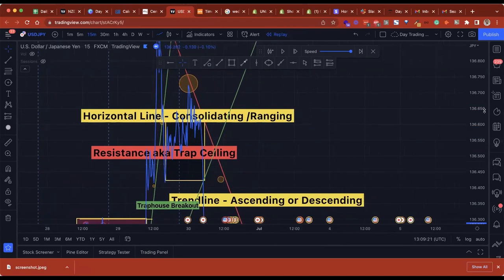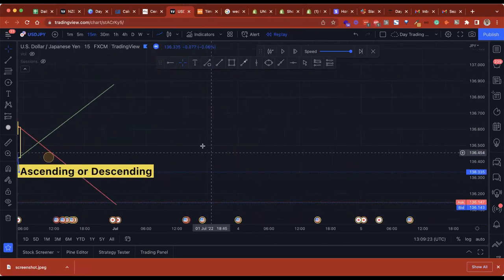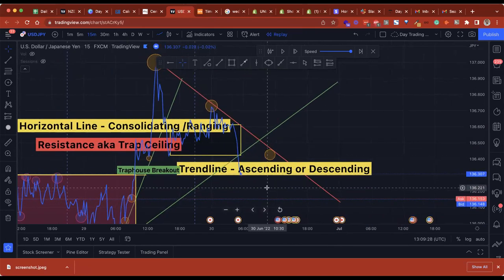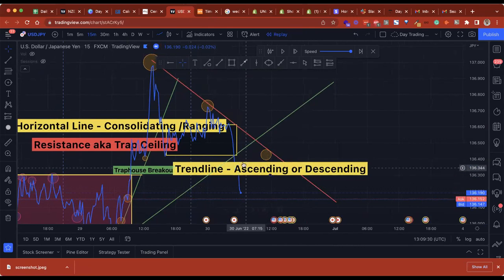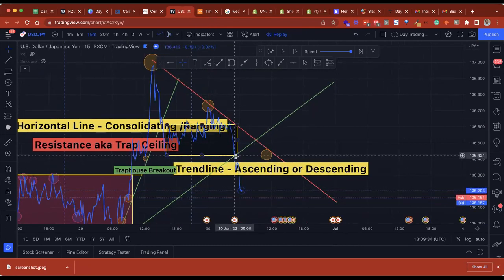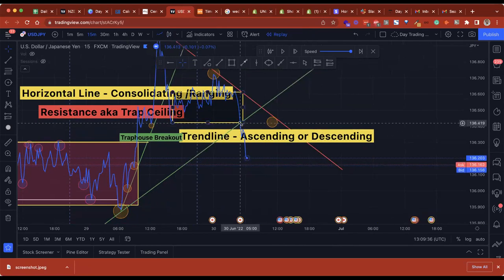Let's see what, oh. Woo. It broke that trend line right there. Oh yeah, see, look, that's money. That's money right there. So yep, it finally broke the trend line right here. It finally broke that trend line.